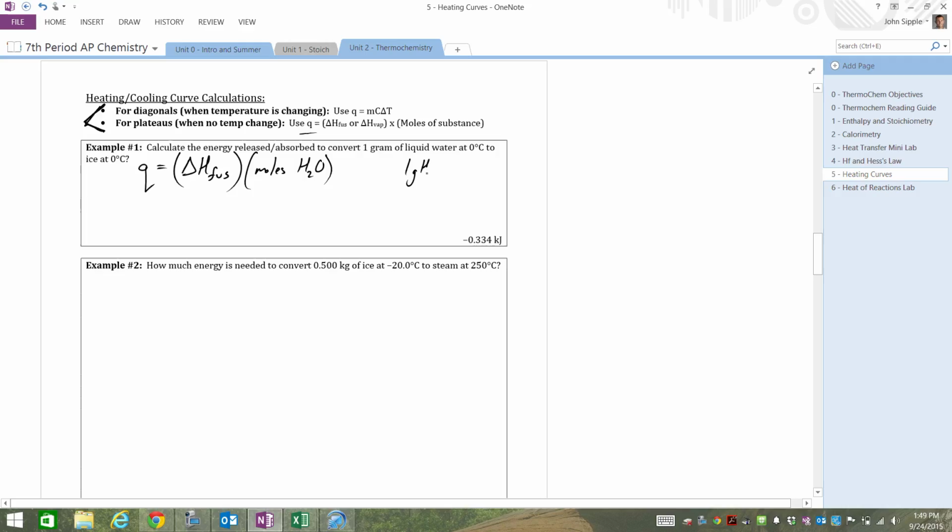So 1 gram of H2O, you have to find the moles of water. 1 mole of H2O is 18.02 grams.